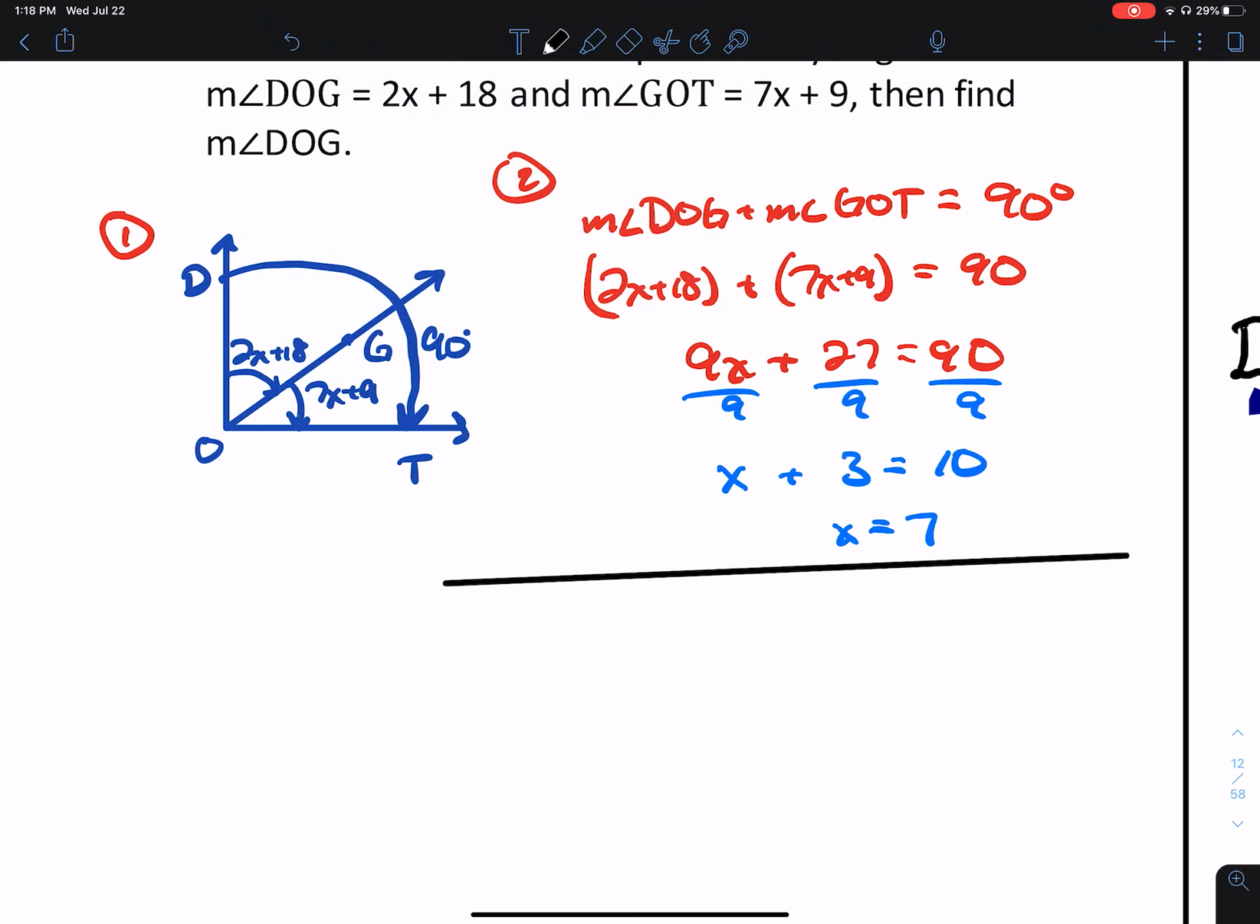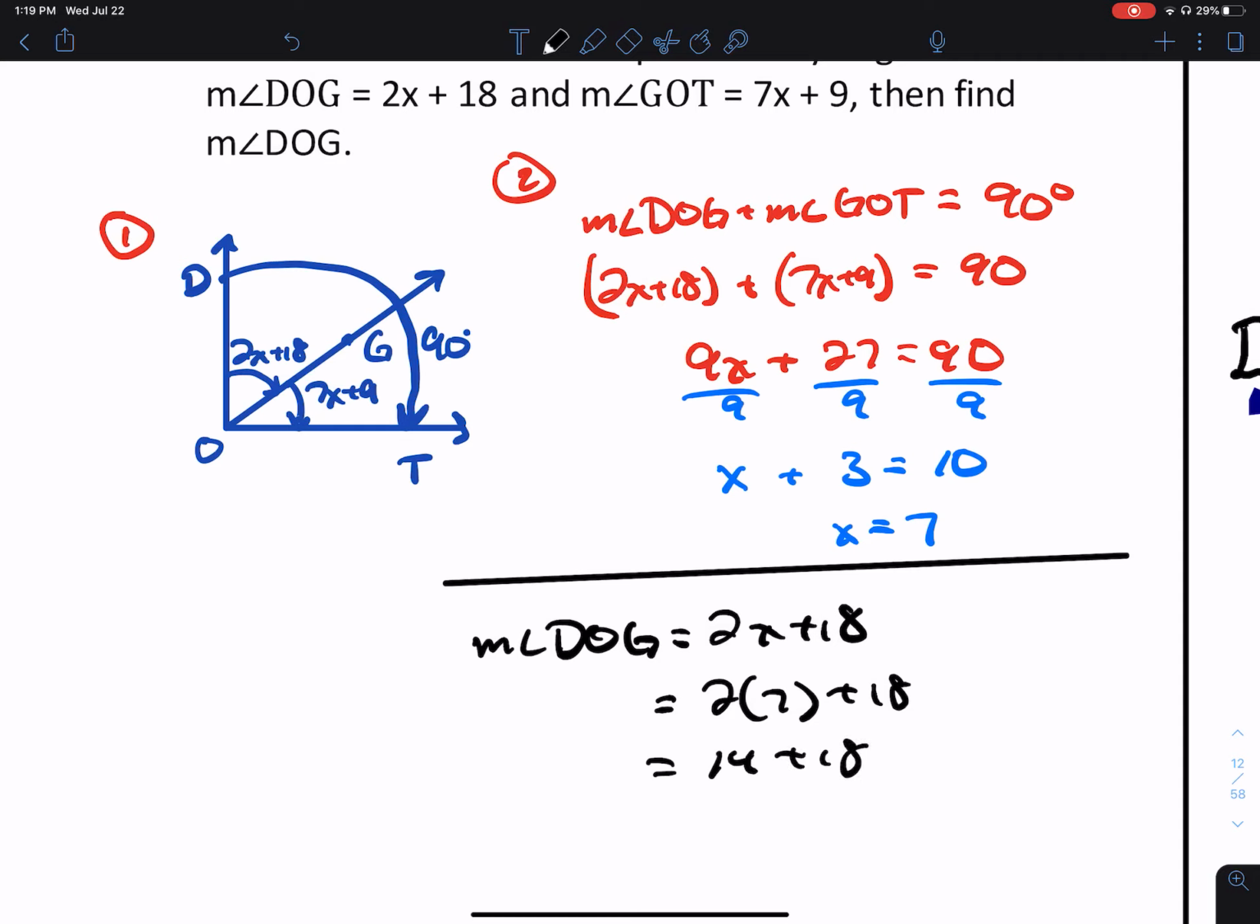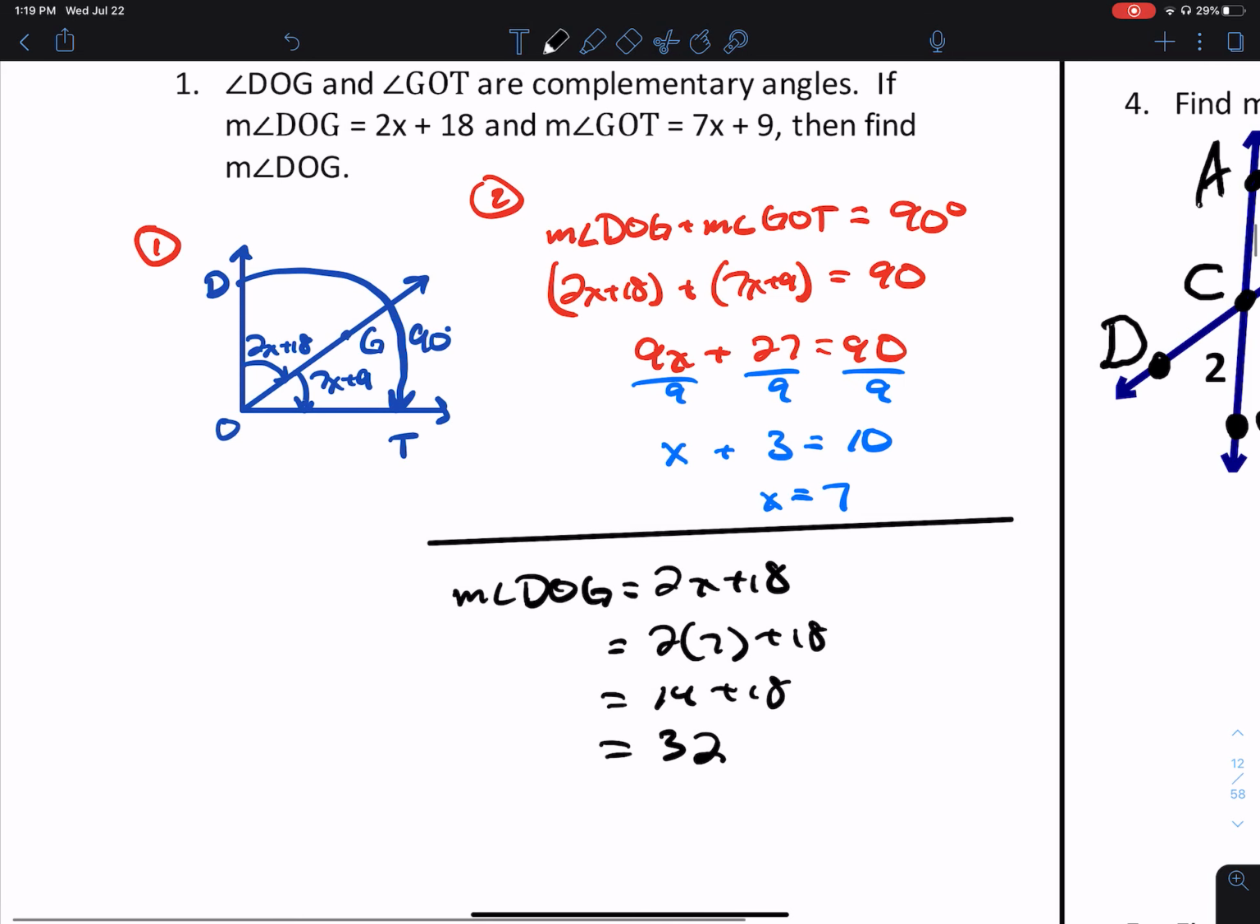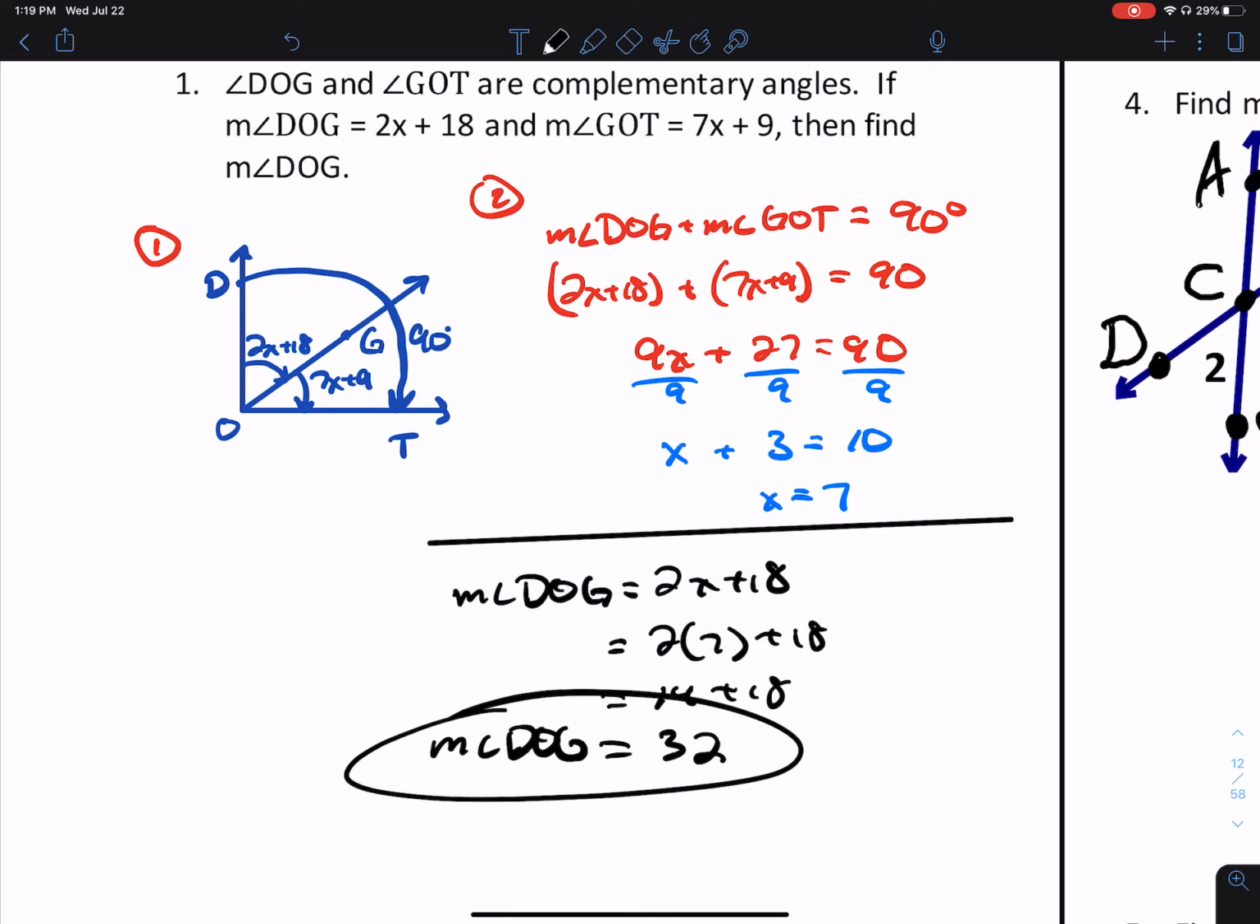The question asked, find the measure of angle DOG. Once you know what x is, make sure you answer the question, which we haven't done. Measure of angle DOG is 2x plus 18. We know x is 7. So that's 14 plus 18. That is 32, I believe. I believe.